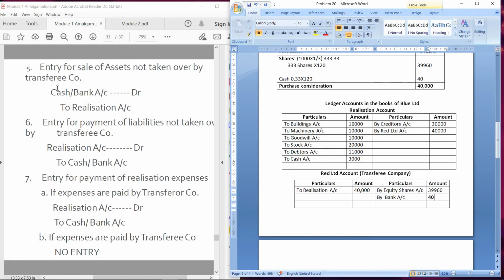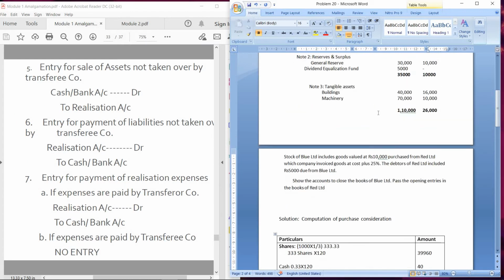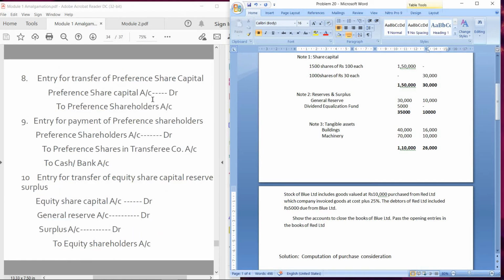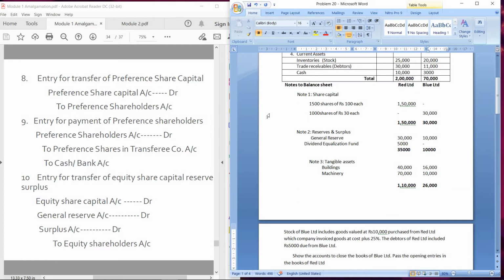Now fifth entry, entry for sale of assets not taken over. No such information is given. Entry for payment of liabilities not taken over. No such information is given. Entry for realization expenses, even this information is not given. Entry for preference share capital, both the entries will not be passed because only equity share capital is given.